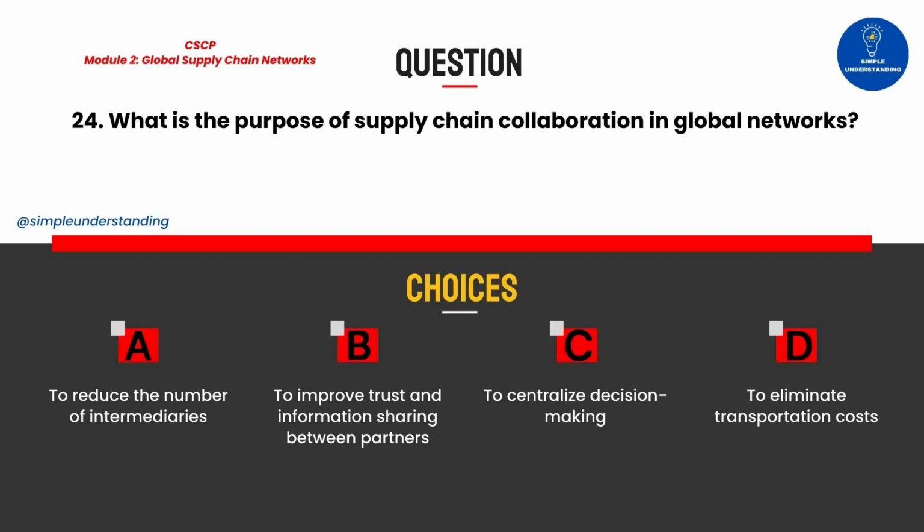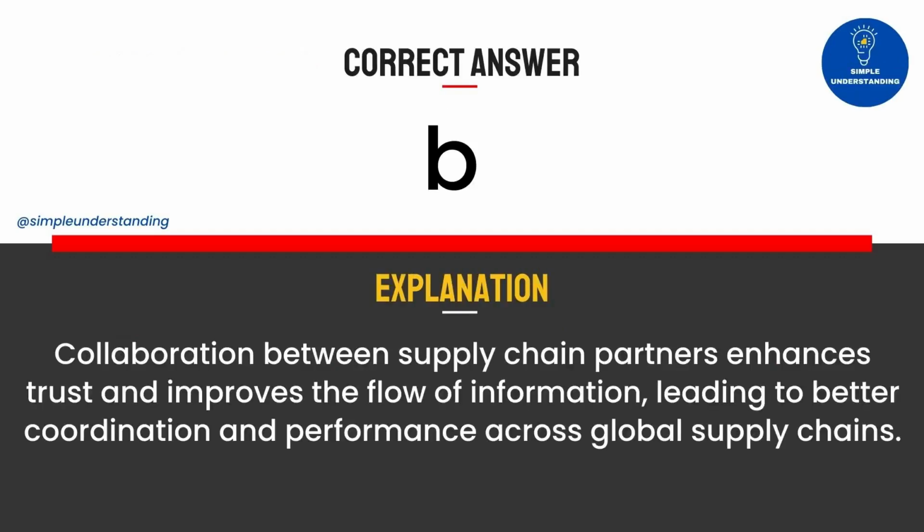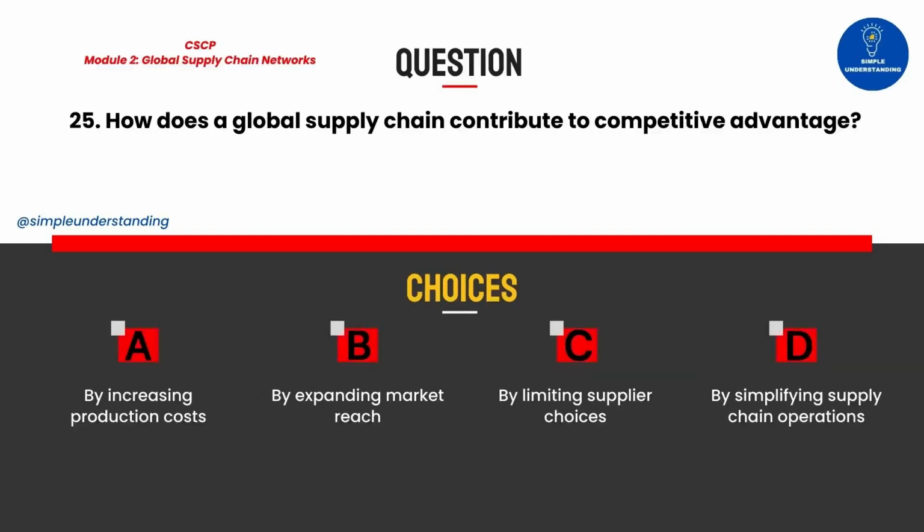B. To improve trust and information sharing between partners. C. To centralize decision-making. D. To eliminate transportation costs. Correct answer: B. Explanation: collaboration between supply chain partners enhances trust and improves the flow of information, leading to better coordination and performance across global supply chains.